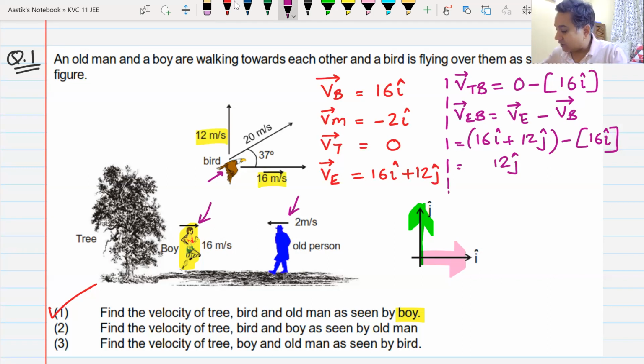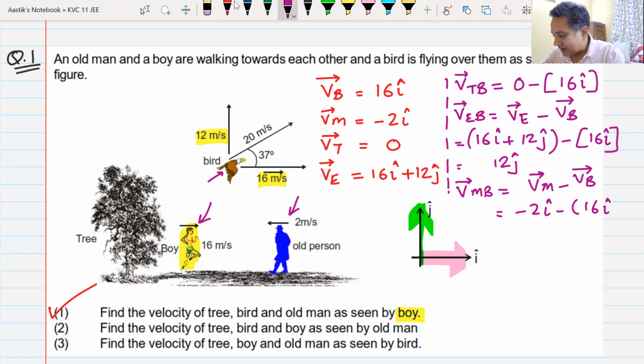The last thing is velocity of the old man. Velocity of man with respect to boy. So that will be velocity of man minus the velocity of boy. Velocity of the man with respect to ground is minus 2I, minus velocity of boy, which is 16I. So the answer would be minus 18I. These are the answers. Once you get question number 1, I think you should be able to solve question number 2 and 3. Yes or no?